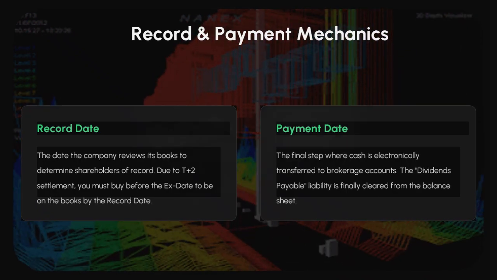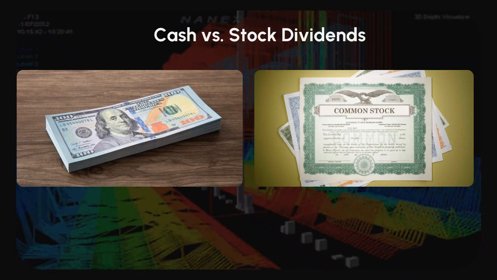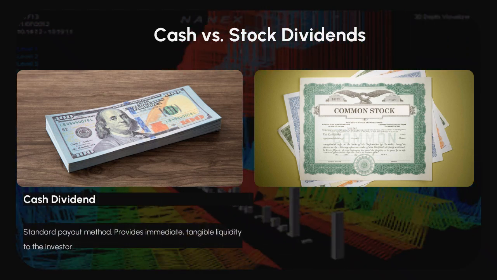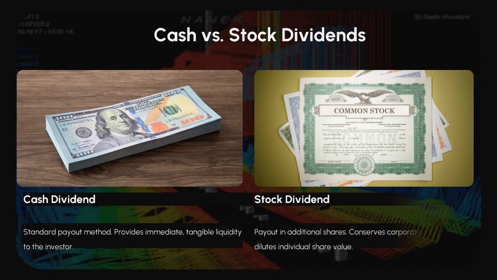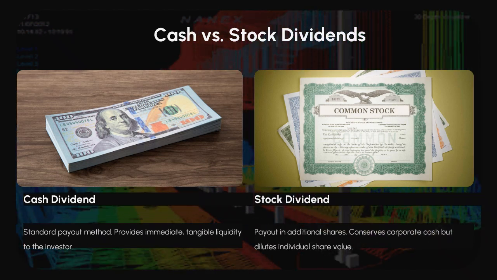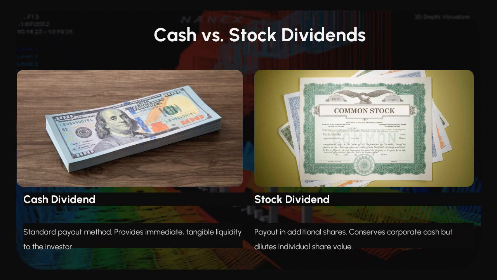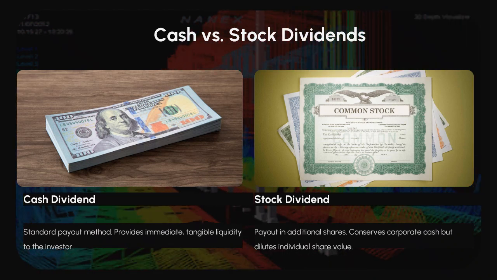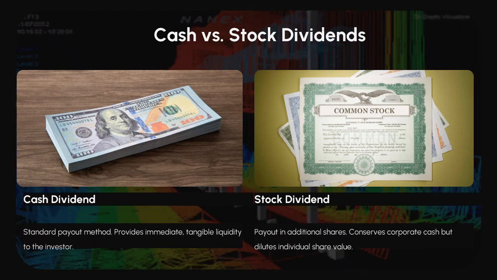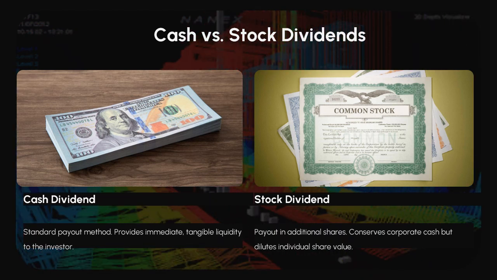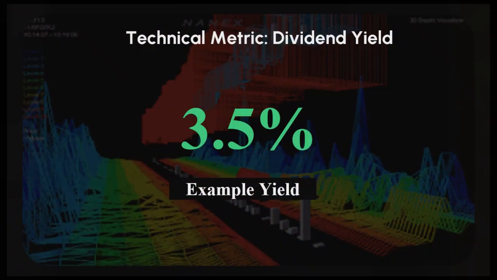Cash versus stock dividends. While most dividends are paid in cash, a company can also issue a stock dividend. Cash dividends provide immediate, tangible liquidity. Stock dividends, on the other hand, are paid in additional shares. This is often done to conserve cash while still rewarding shareholders, though it results in a slight dilution of existing shares.